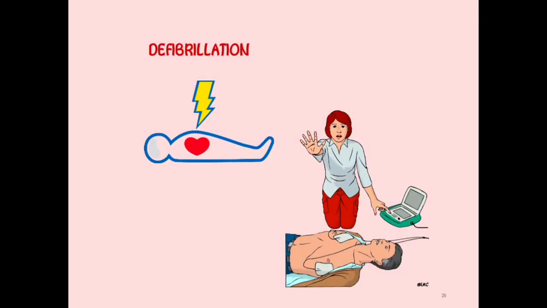Now defibrillation. Defibrillation is the use of electrical current to help the heart return to the normal rhythm when a potentially fatal arrhythmia, that is abnormal heart rhythm, is happening in the heart's ventricle.